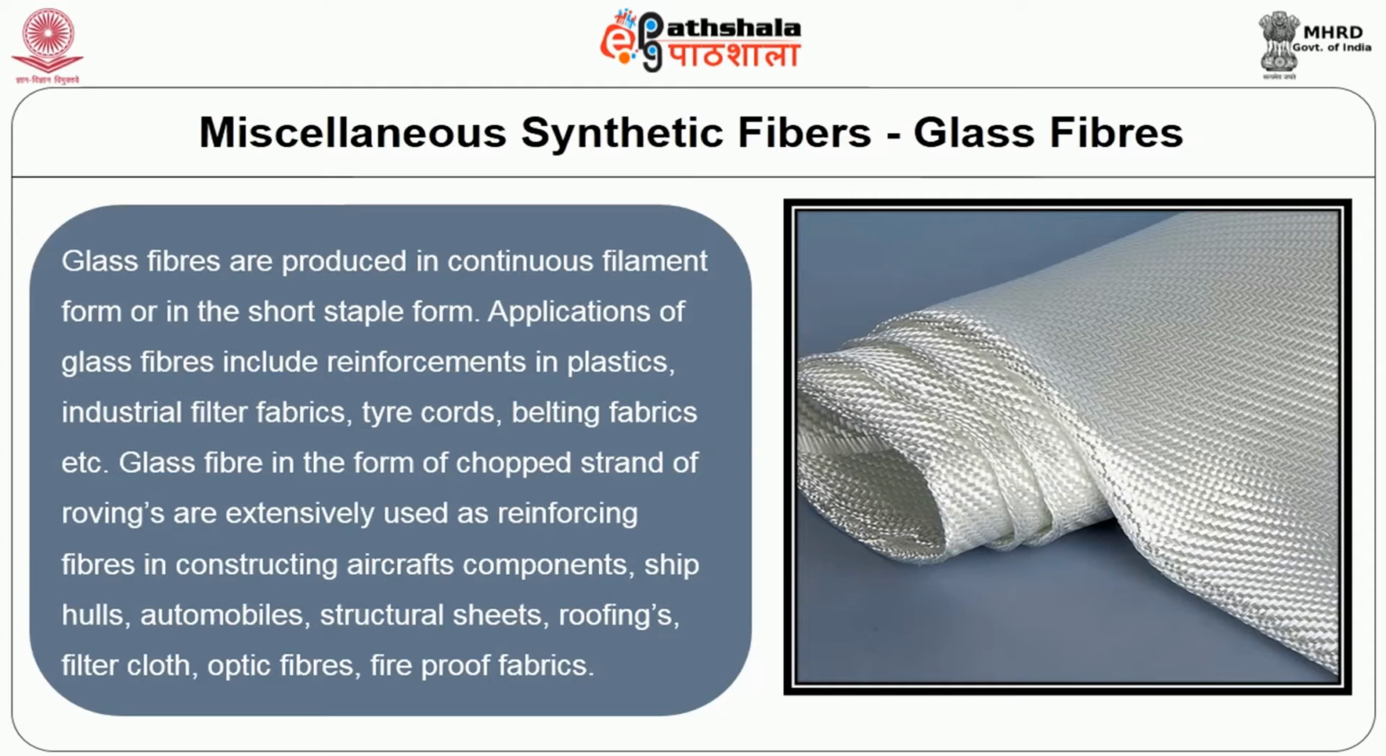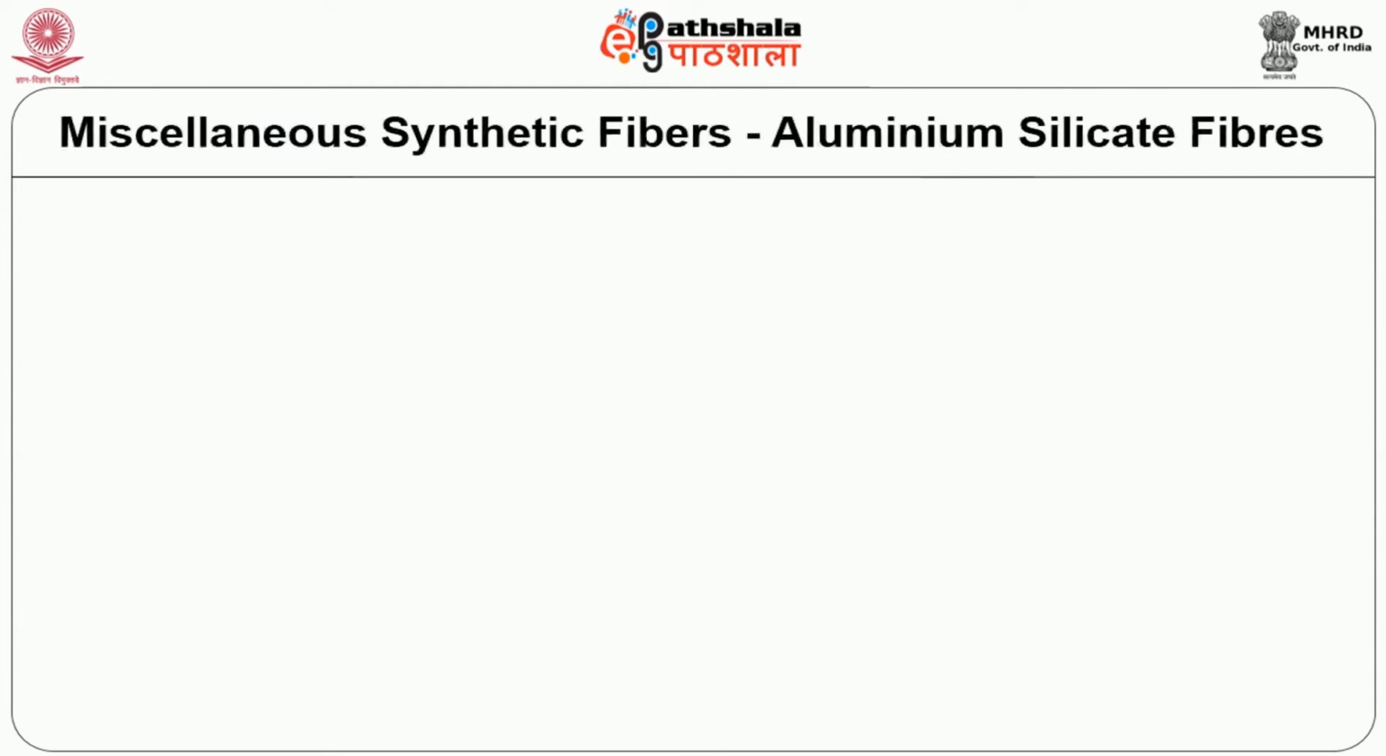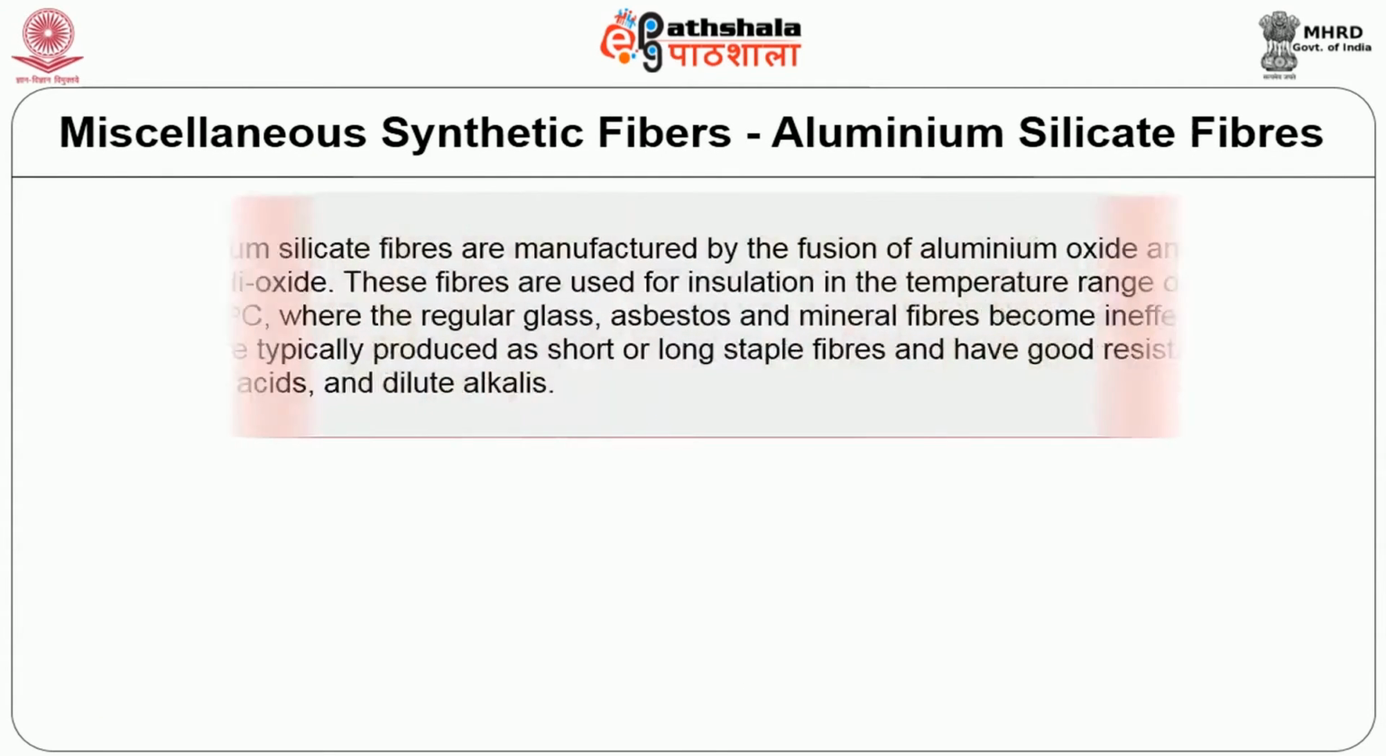Glass fiber in the form of chopped strand or roving is extensively used as reinforcing fiber in constructing aircraft components, ship hulls, automobiles, structural sheets, roofings, filter cloths, optic fibers, and fireproof fabrics. The next miscellaneous fiber is the alumina silicate fiber.